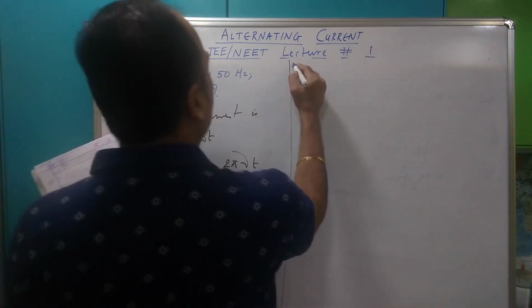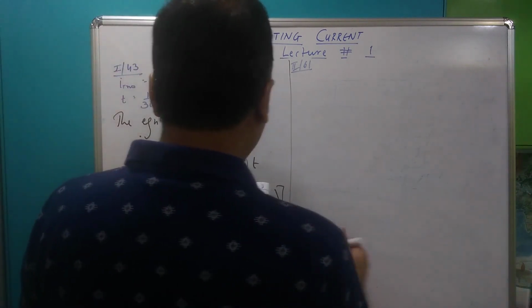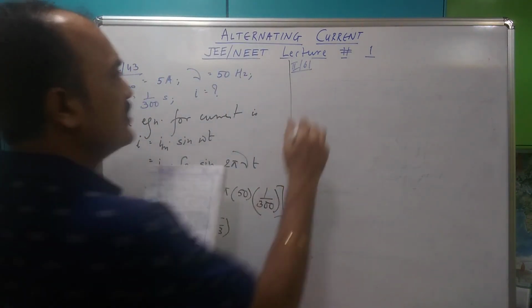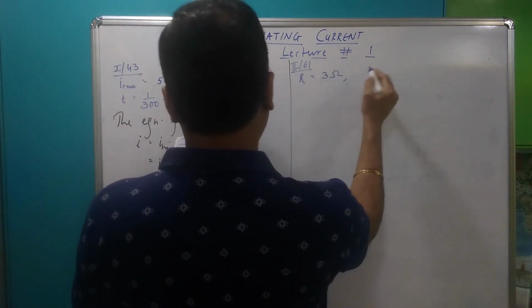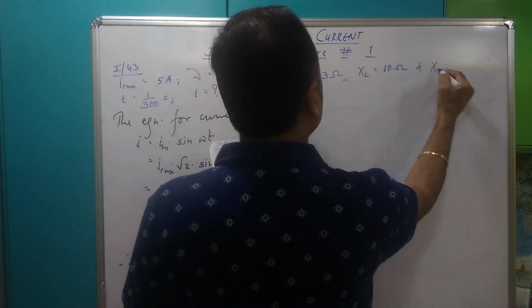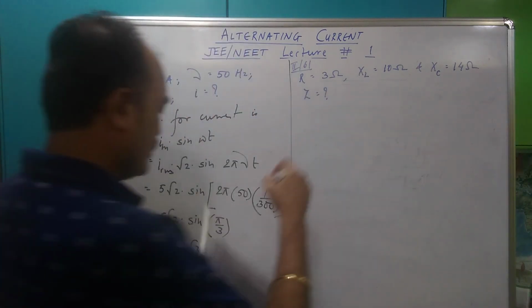What does it say? I'm flipping here and there in order to keep the sequence maintained. In an AC circuit, the resistance, inductive reactance and capacitive reactance are given. How much is the resistance, sir? 3 ohm. The inductive reactance XL is 10 ohm, and capacitive reactance XC is 14 ohm. They have asked for the impedance.